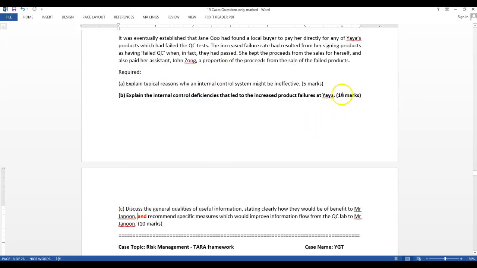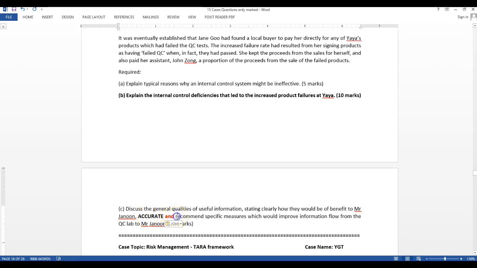Okay, we will now discuss part C. Discuss the general qualities of useful information, stating clearly how they could benefit Mr. Janon. Whenever they ask a question regarding the qualities of useful information, you have to write the acronym ACCURATE. If you're not sure about this, you have to check it on Google. So ACCURATE refers to the qualities of good information.